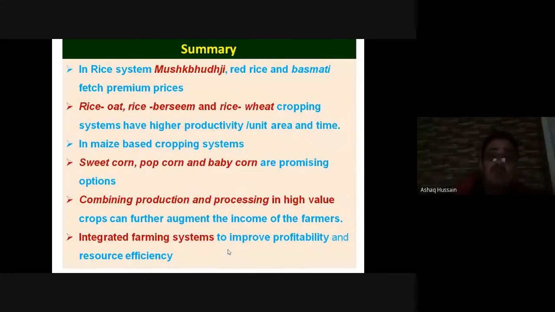So in summary, in Kashmir Valley, we have good opportunity of diversifying our rice systems to high value rices, for example, Mushk Budji, red rice, and basmati, to fetch premium and higher prices. Rice-oat, rice-berseem, and rice-wheat systems can be popularized on a larger scale to generate additional seed and grain for use and reduce dependence on imports. Then sweet corn, popcorn, and baby corn are high value maize types that can be popularized among the farmers on a larger scale to generate additional income and diversify our nutrition.